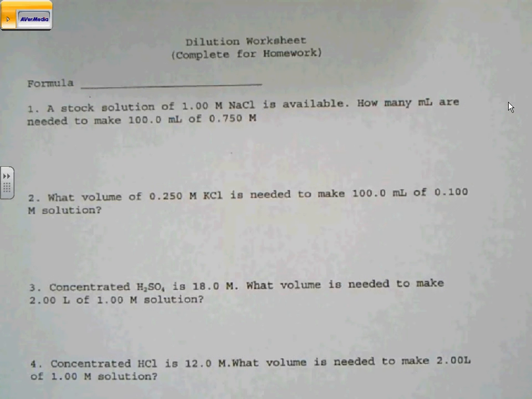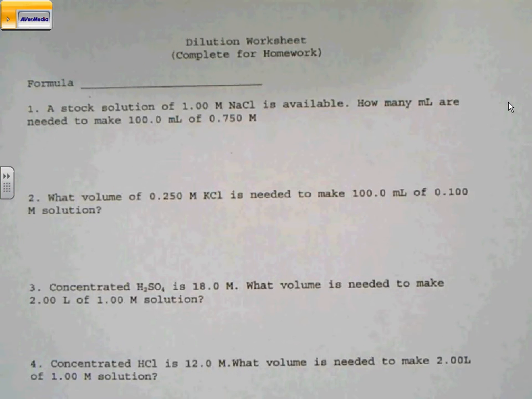Okay, we have so far learned how to calculate molarity by figuring out how many moles we have of the solute and how many liters, or parts of a liter, we want to actually make. And so we were able to determine the concentration.